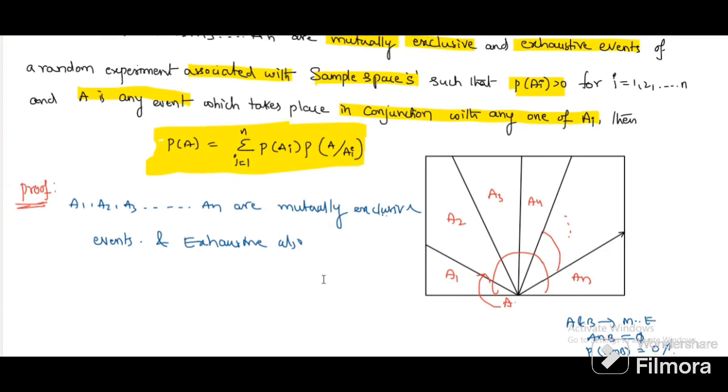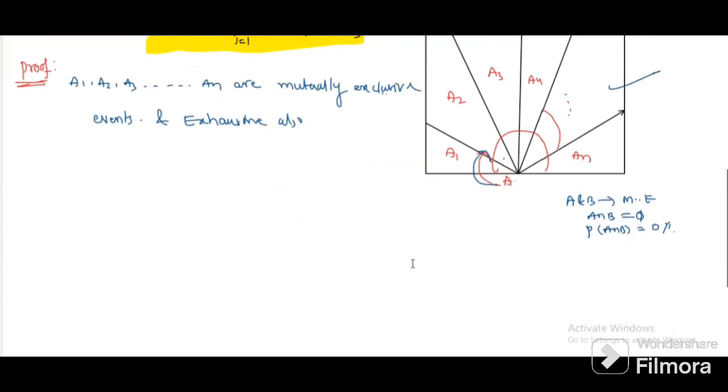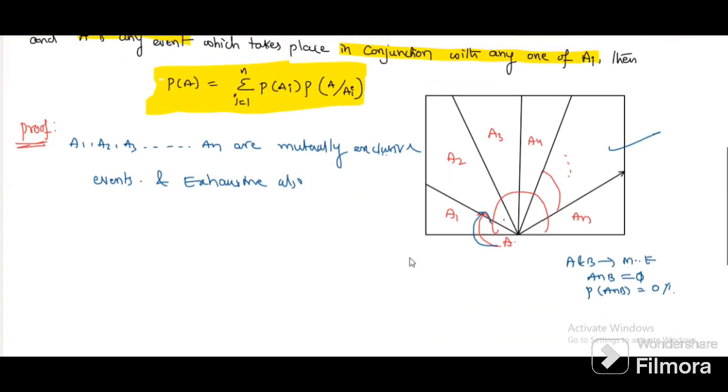You can see the sample space I have drawn in the diagram. In the sample space, I took n number of mutually exclusive and exhaustive events. Among them, A is one of the events. So how can you find P of A, the probability of the event A? That is the total probability given here: the summation of i equal to 1 to n, P of Ai into P of A by Ai.